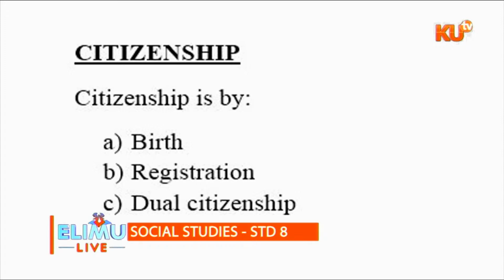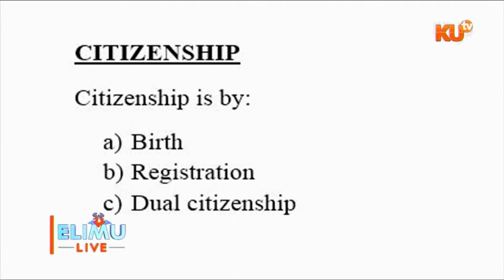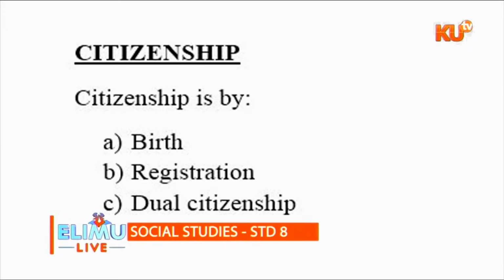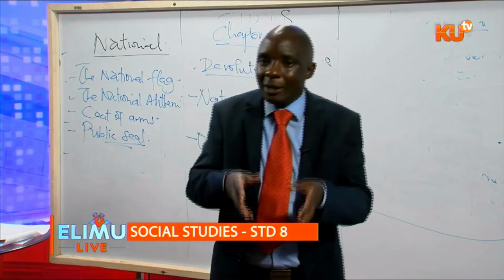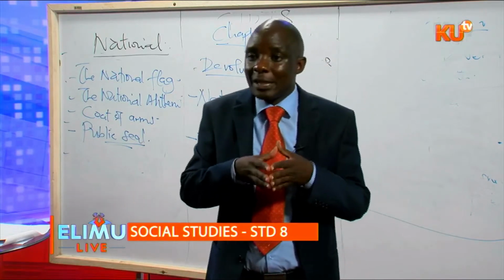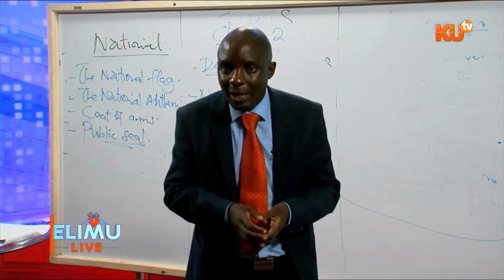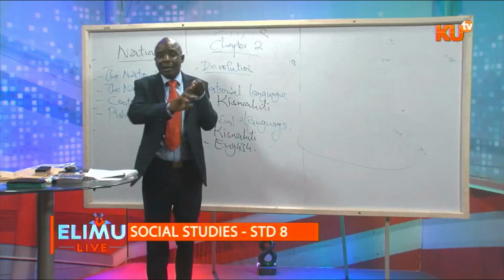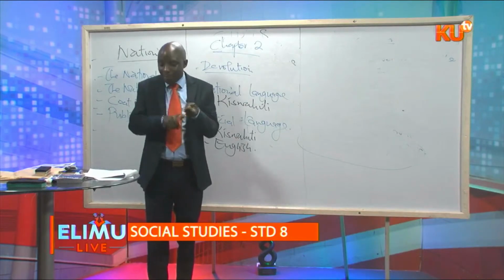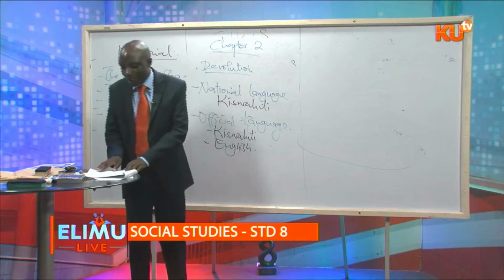But in class 8 also we shall talk about who are these people who are supposed to have it. And I can mention in passing the people who can have and the people who may not take the dual citizenship. State officers and the people of the armed forces cannot have dual citizenship. So the state officers and the people from the military and our discipline forces cannot take the dual citizenship. So we have citizenship by birth, by registration, and by dual.